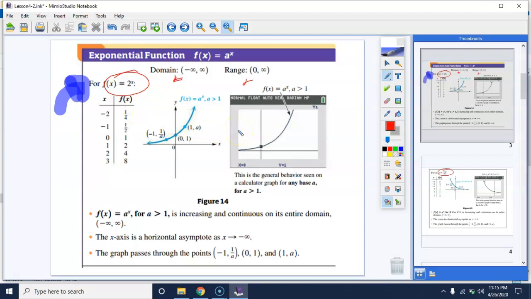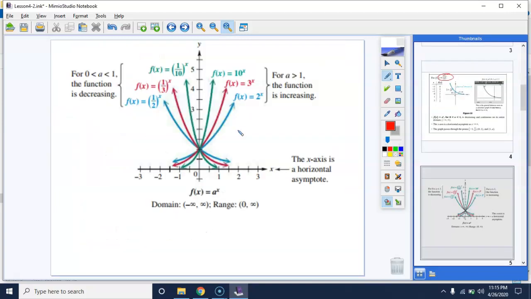That's all we do. That's what I choose to do. Again, there are some rules here. If your base is bigger than 1, like 2, 3, 10, it's going to be increasing. But if you have those numbers less than 1, like 1/2, 1/3, 1/10, they are going to be decreasing. Again, you can memorize this or just graph and see.